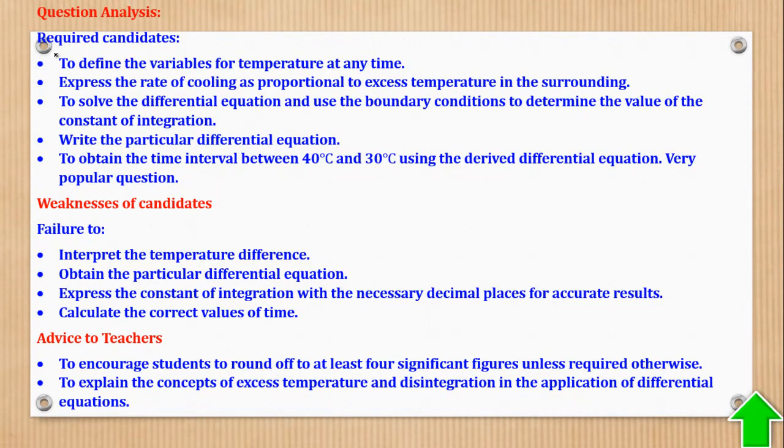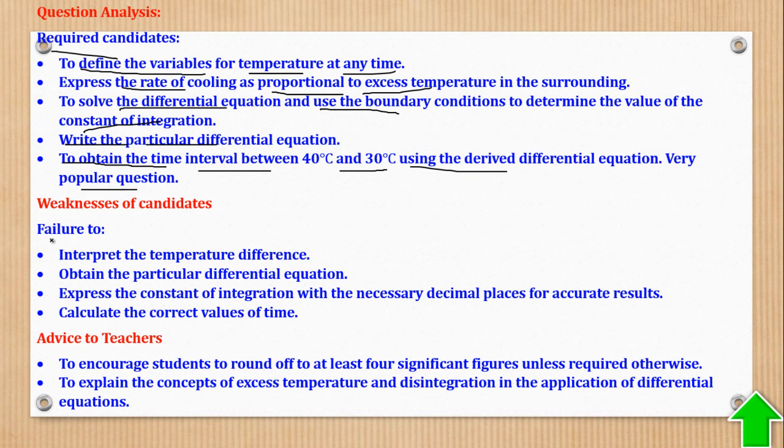So question analysis required candidates to define the variables, for temperature at any time. Express the rate of cooling as proportional to the excess. Then solve the differential equation and use the boundary conditions to determine the value of the constant of integration. Then write the particular differential equation. Then obtain the time interval between this and this using the derived differential equation.